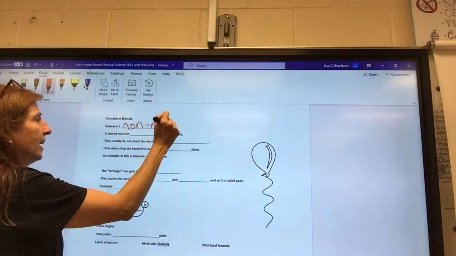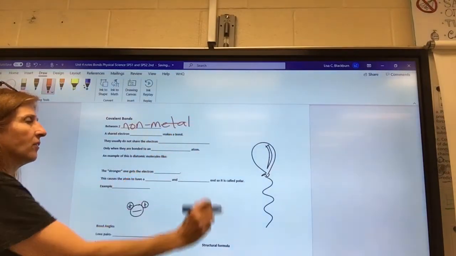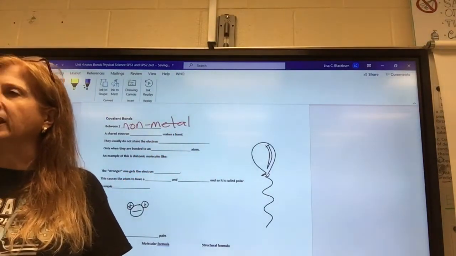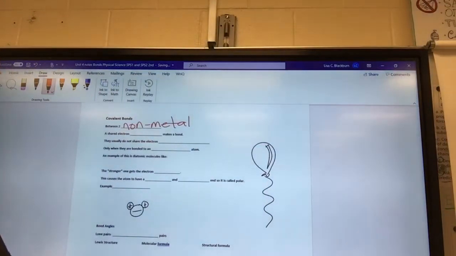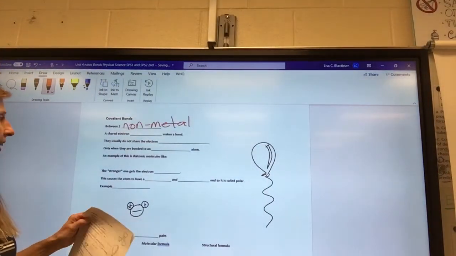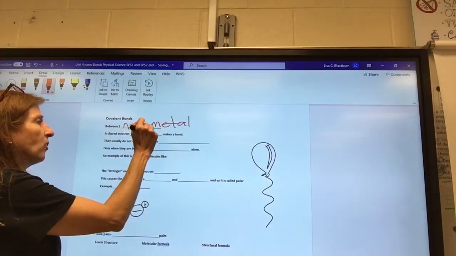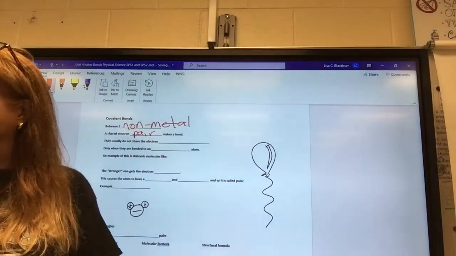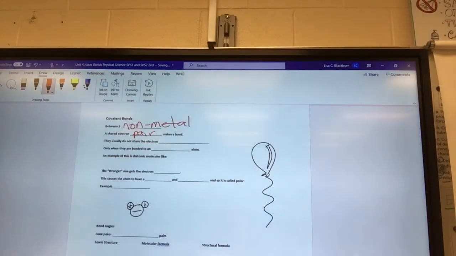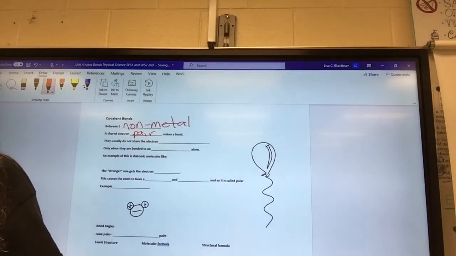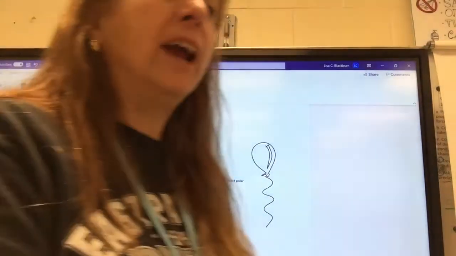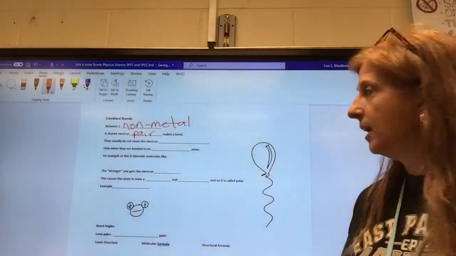Okay, so covalent compounds are between two nonmetals. So on the test, you'll be able to recognize what's ionic or covalent by knowing if they're metals or nonmetals. The second thing is they share a pair of electrons. So these are divorced parents who are sharing two kids. It takes two electrons to make a bond. It's a pair of electrons, okay?